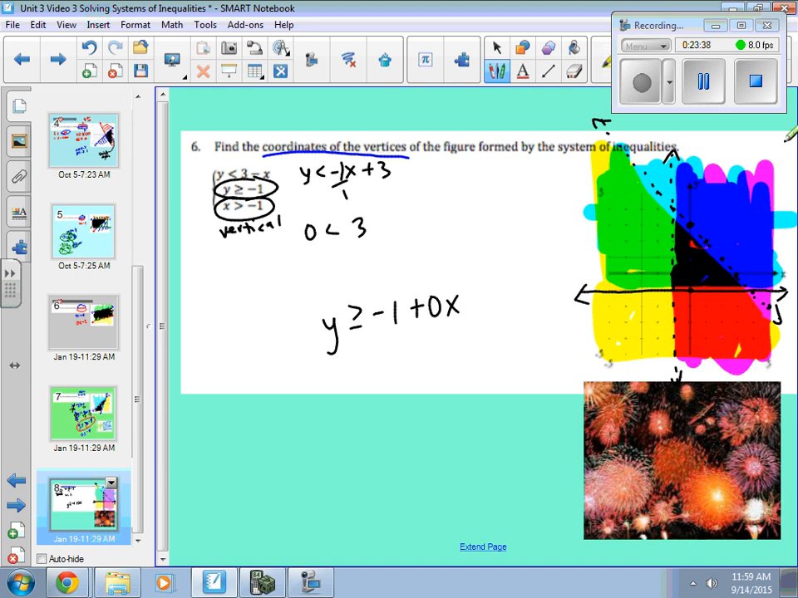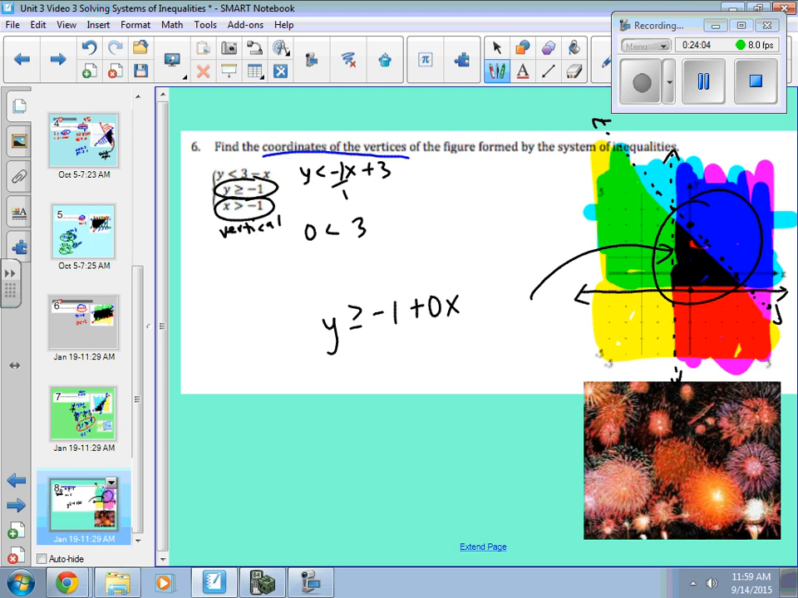Okay, and you can now see where our feasible region is. It would be this triangle right in here. So anything in this triangle is our answer. Okay, so that's graphing it. The last thing they want us to do is figure out the coordinates of the vertices. That's where the lines bordering this feasible region intersect each other.